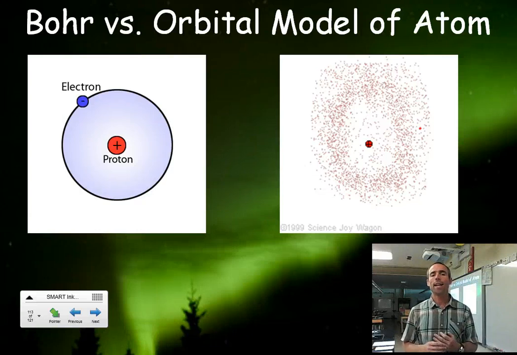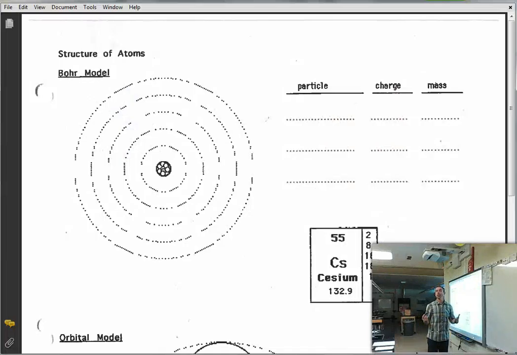Now, I went ahead and gave you some ways to picture the atom in terms of how we drew them in class. So let's go ahead and do it. Okay, so this is in your notes. We did this in class just as a review. This example is for cesium. Remember the atomic symbol, and the information we can gain from it. The atomic number, the number on top, tells us the number of protons and the number of electrons in a neutral atom. This number down here is the atomic mass, which is an average mass of all the isotopes.